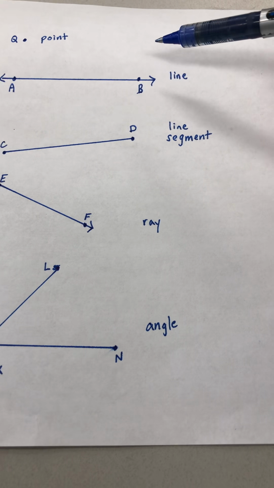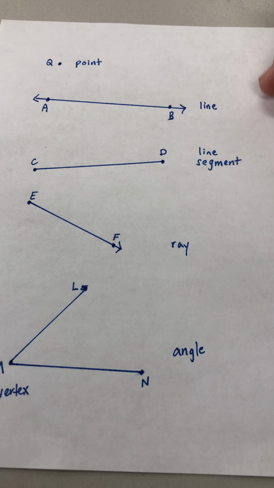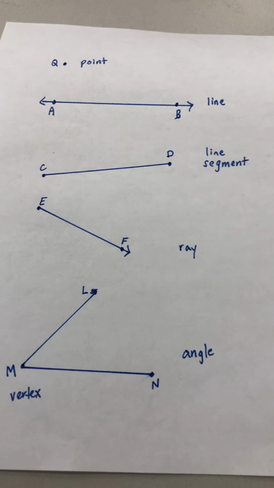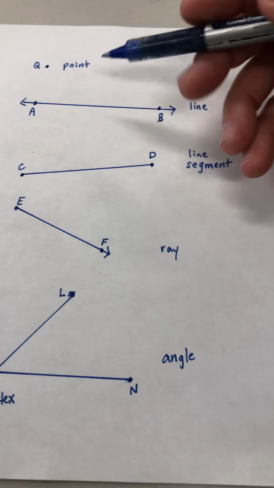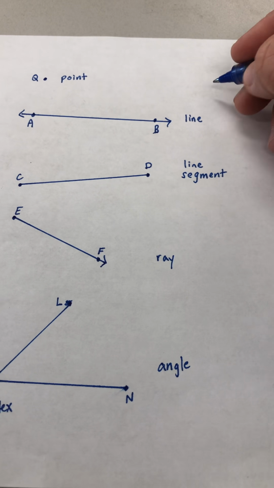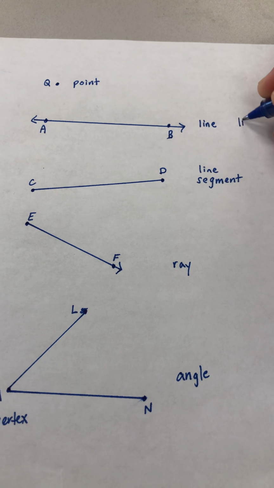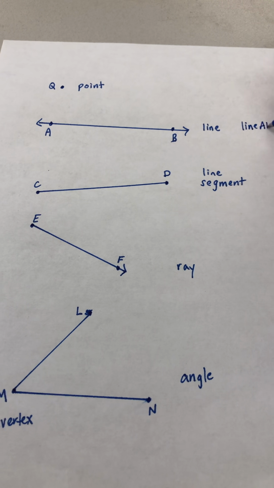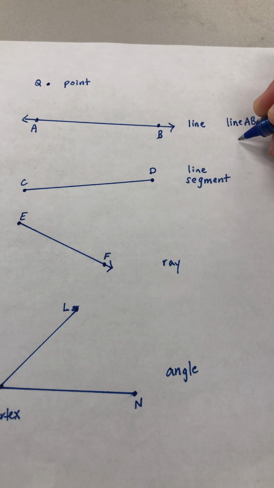I also have two points here. These are points A and B. When points are connected in a straight path, we call that a line. This straight path continues forever and ever in both directions, so we have these arrows on the ends. An abbreviated way to name that line is line AB. In math we don't like to write out a bunch of words. We like to use letters or symbols.